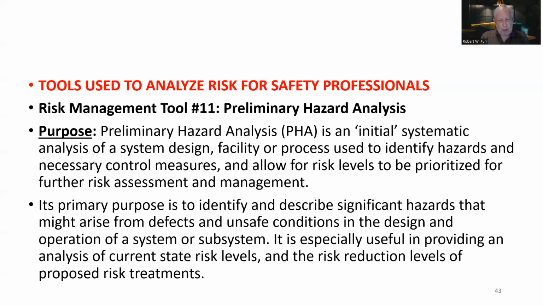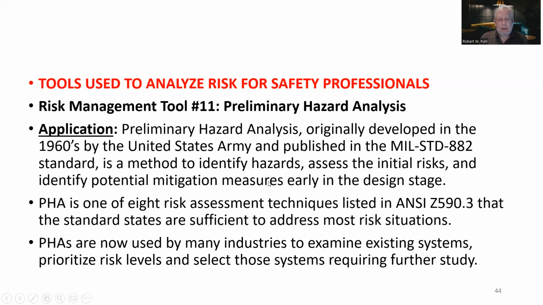So you can see you identify hazards and control measures, analyze them, and prioritize them for assessment and management. This process is similar in a whole bunch of these tools; they just have slightly different takes on them. Its primary purpose is to identify and describe significant hazards that might arise from defects and unsafe conditions in the design and operation of a system or subsystem. It is especially useful in providing an analysis of current state risk levels and the risk reduction levels of proposed risk treatments.